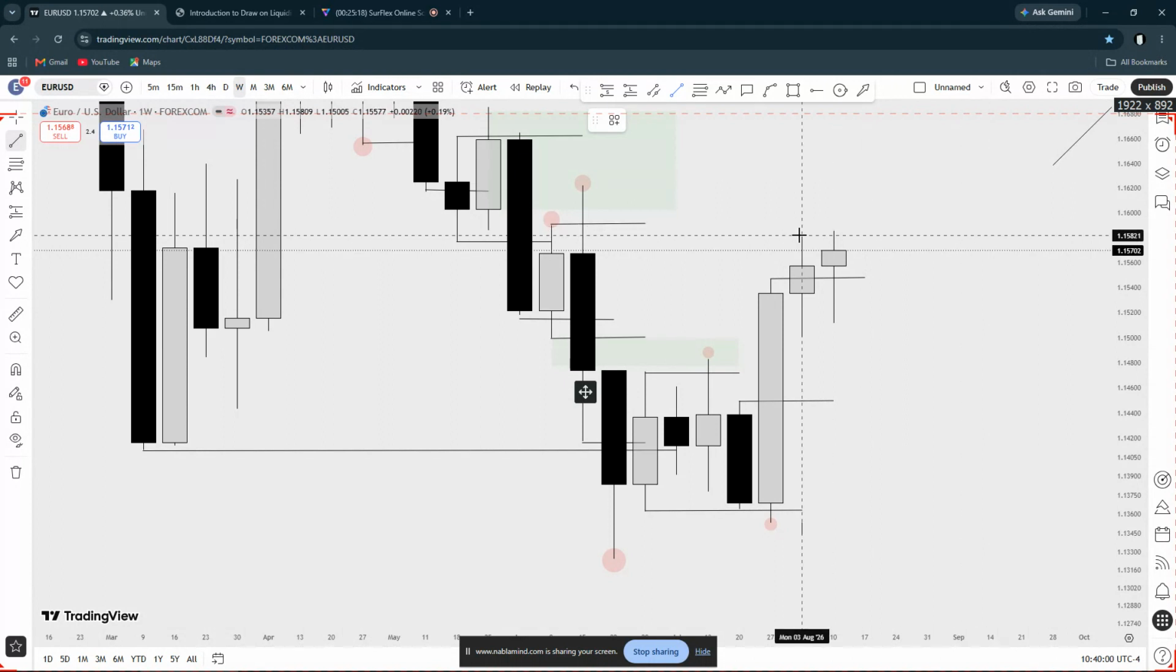So this is how to frame and get draw on liquidity.